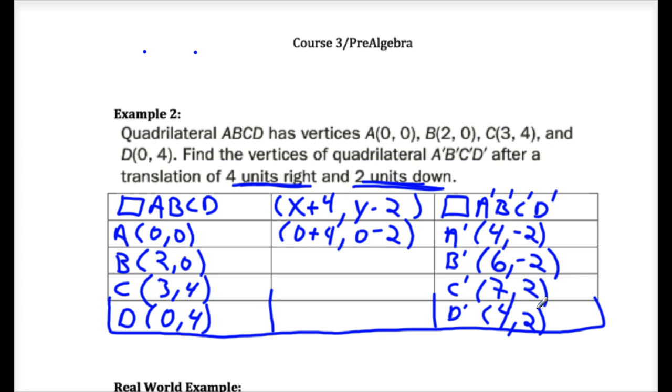Guys, to get the right answer, what's the important thing you have to get right off the bat? The rule. You got to get that middle column right. Knowing how the thing moves, you're going to write the rule.